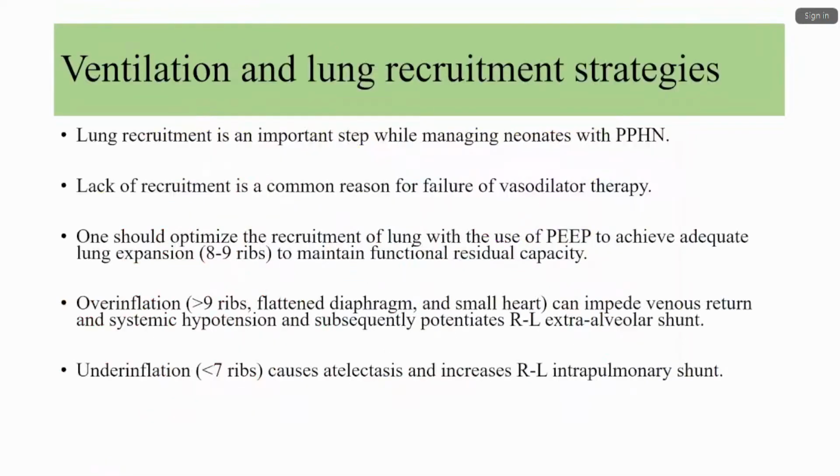Ventilation and lung recruitment strategy. Lung recruitment is an important step while managing neonates with PPHN. Poor lung recruitment is a common cause of failure of vasodilator therapy. We should optimize the recruitment of the lung with the use of PEEP to achieve adequate lung expansion between 8 to 9 ribs to maintain FRC.